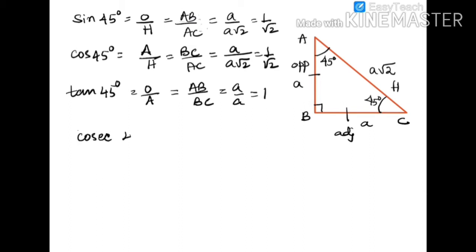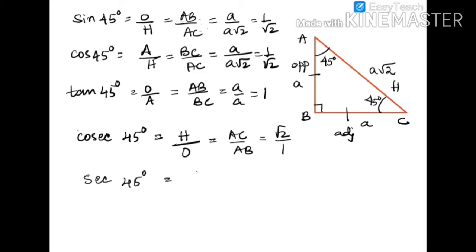Cosec 45 degrees will be hypotenuse upon opposite, that is AC upon AB, which is equal to root 2 upon 1. And we know that cosec 45 is reciprocal of sine 45. So we can directly write this ratio by looking at sine 45. So we are going to do that for remaining ratios. So sec 45 degrees will be 1 upon cos 45 degrees, which is equal to 1 upon 1 by root 2, that is equal to root 2 upon 1, which is root 2.